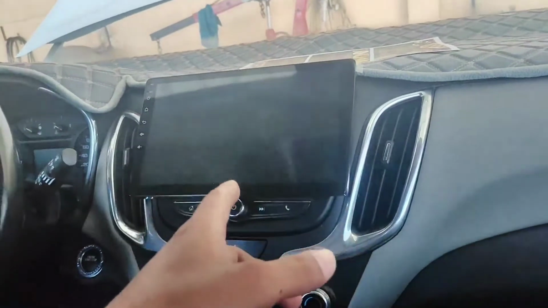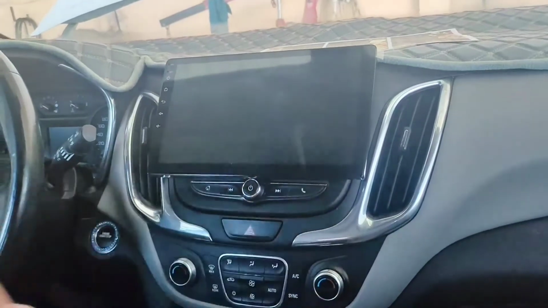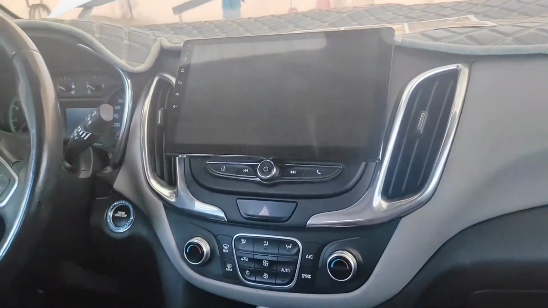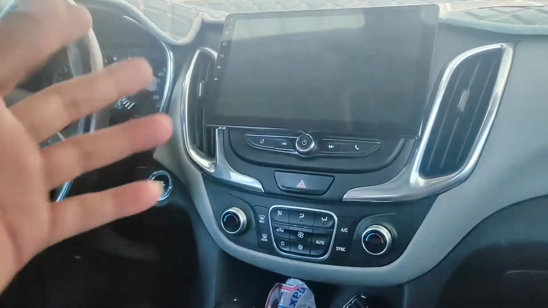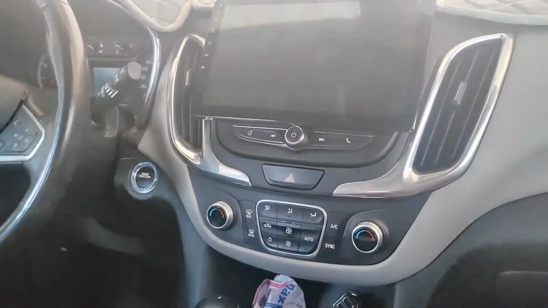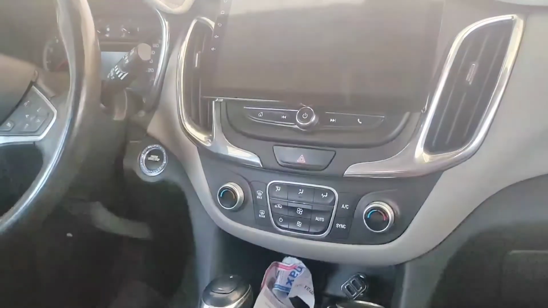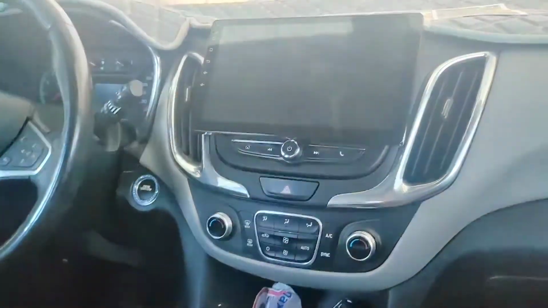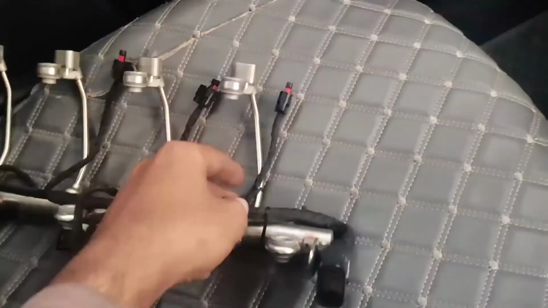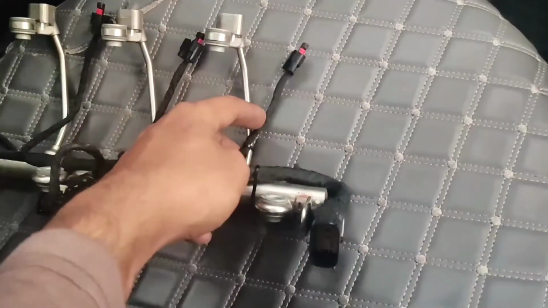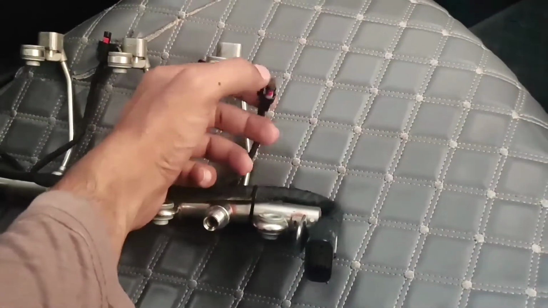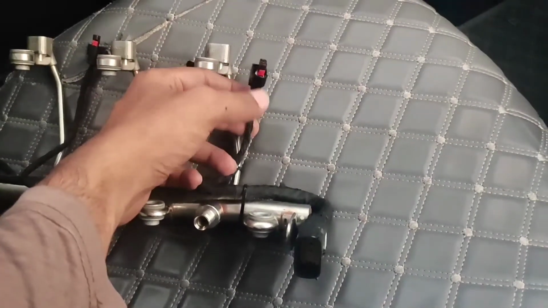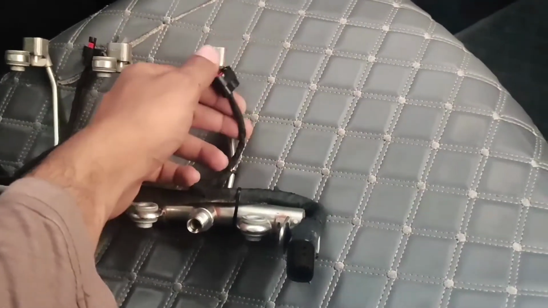So he forced me to check the LCD, if the LCD is causing the issue with the injector. I told him again and again, no, the LCD doesn't cause any issue to the injector circuit. So after that, I removed the injectors from the engine. So this one is the wiring for injector number one.